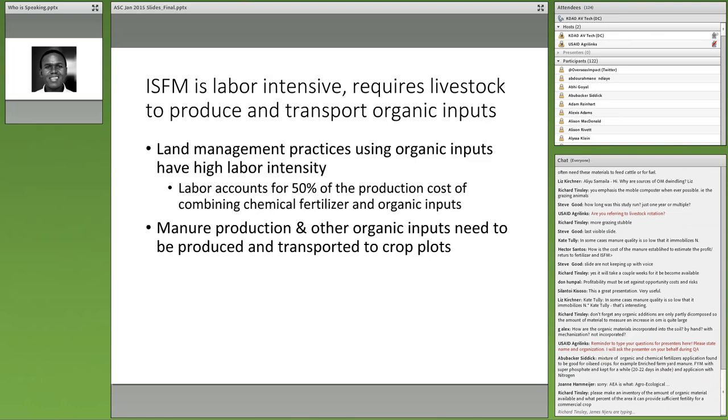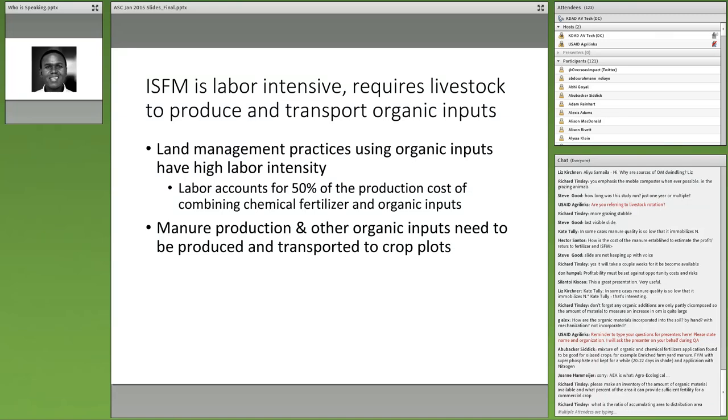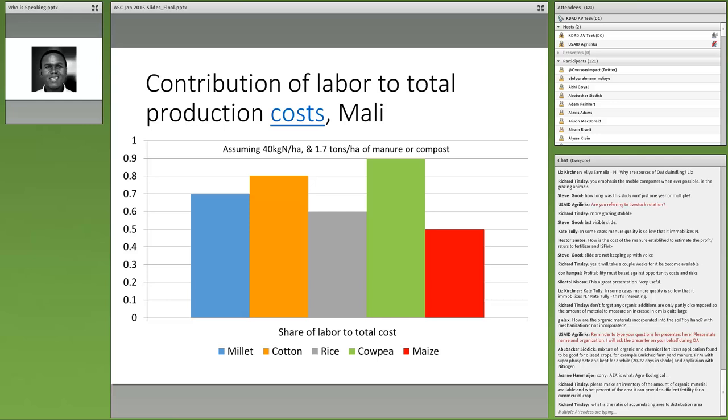In our analysis, we found that 50% of the cost of production, and for us, cost of production includes even the family labor, which they are not paying, but there is an opportunity cost of using your own labor. We took that into account. 50% of that was accounted for by labor, meaning that ISFM is labor intensive when you're using manure as the organic input that we're talking about.